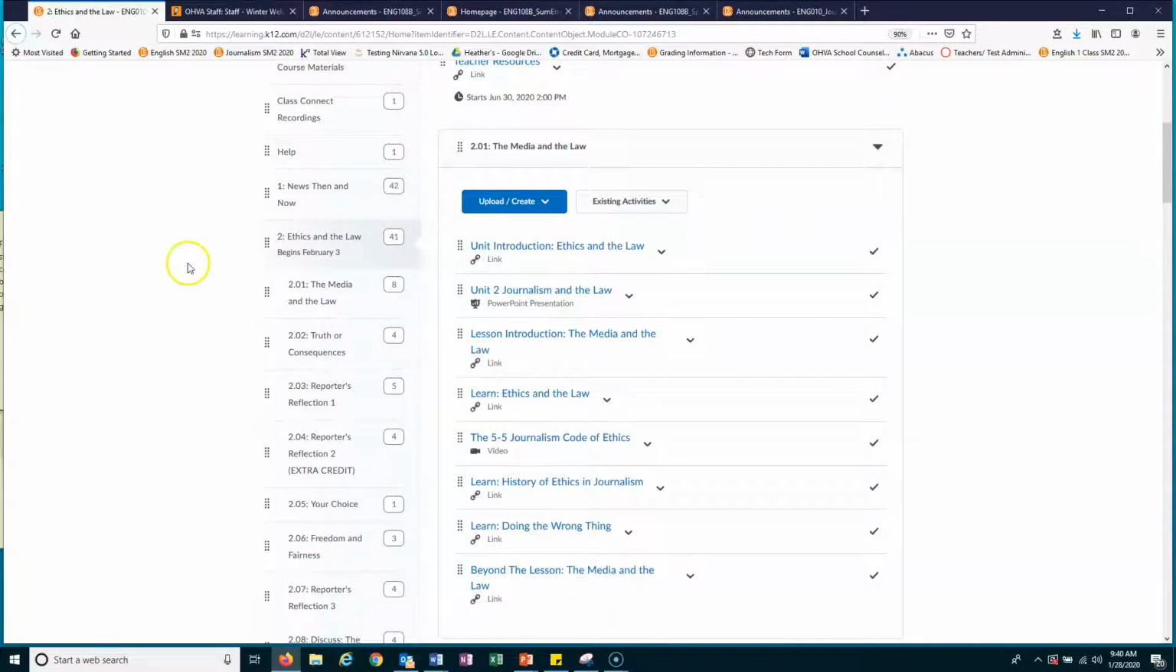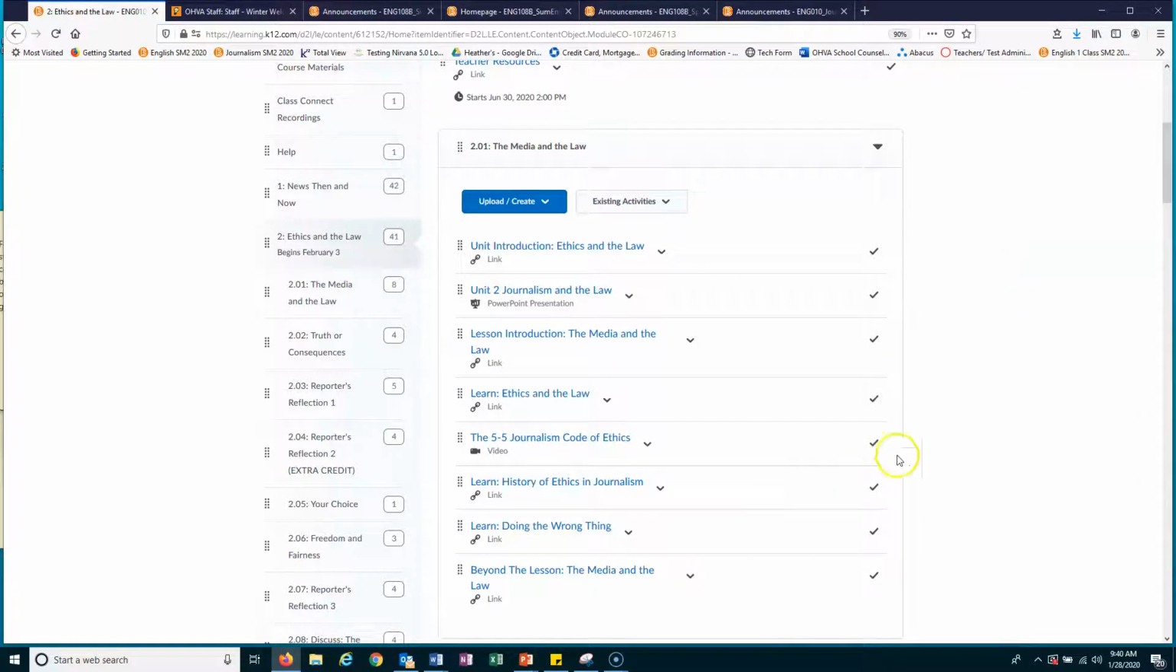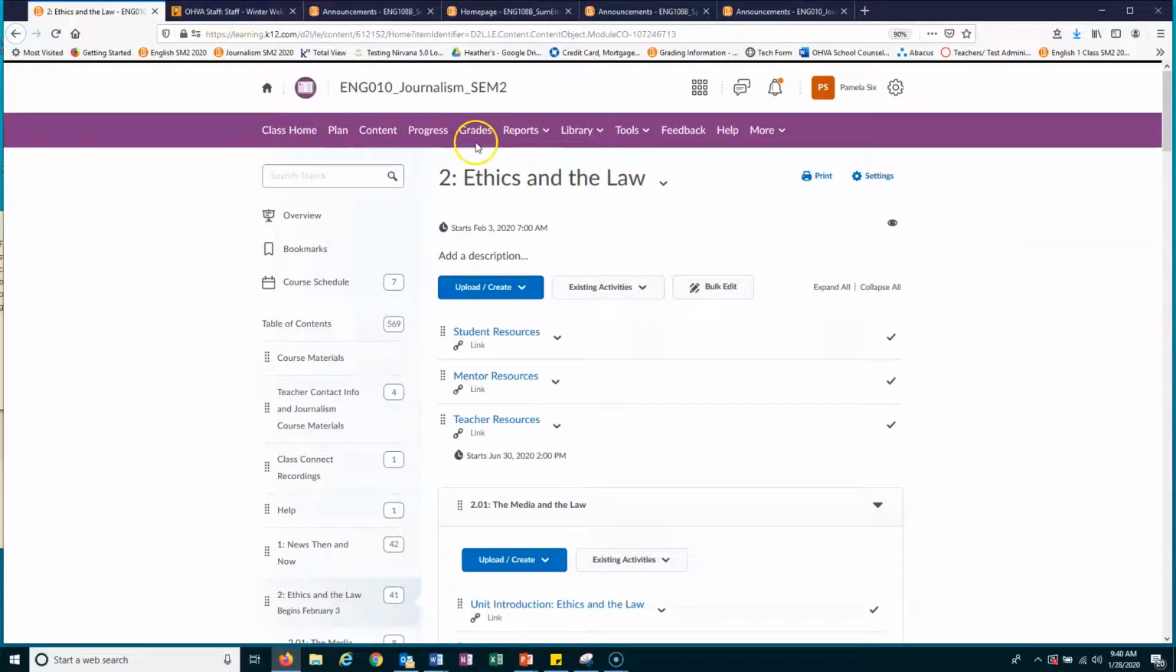You are going to have Unit 2, 2.01, 2.02, 2.03, and 2.04. That's going to be in week 3, which is going to be the 3rd through the 7th. And then the remainder of Unit 2 will be the 10th through the 14th. Those lessons are in the schedule that is posted in the classroom.